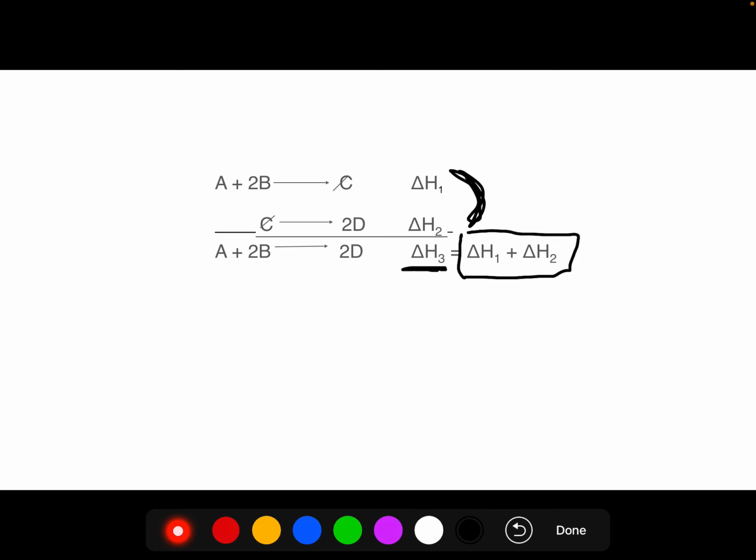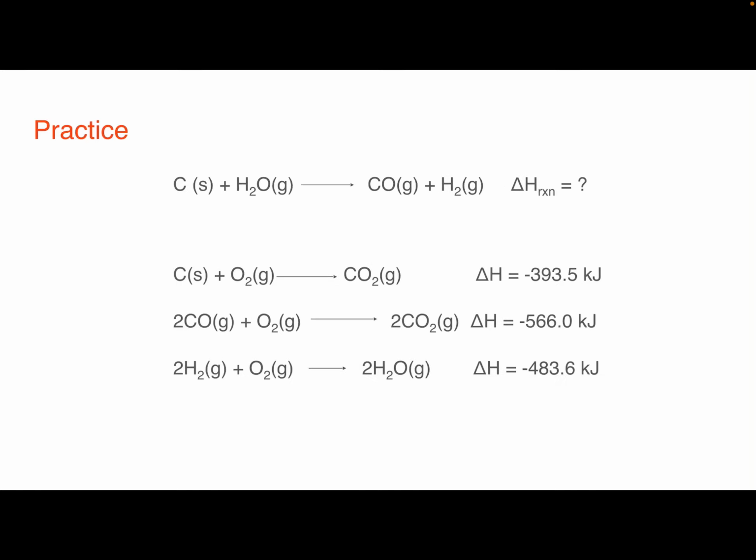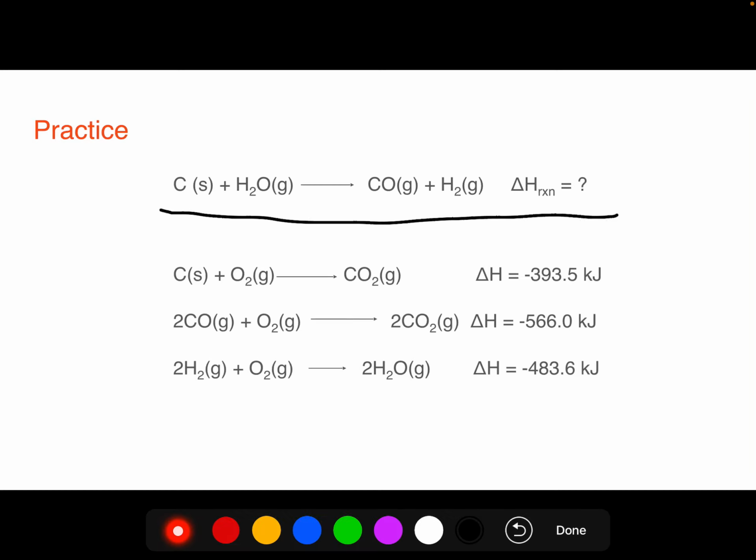So you see how A plus 2B yields C and C yields 2D. They can be put together so that the C's cancel, and now you have A plus 2B yields 2D. New reaction, so all you have to do is add those two enthalpy values together. So we get something like this. We want to know the enthalpy value for this top reaction, and we're given these bottom ones.